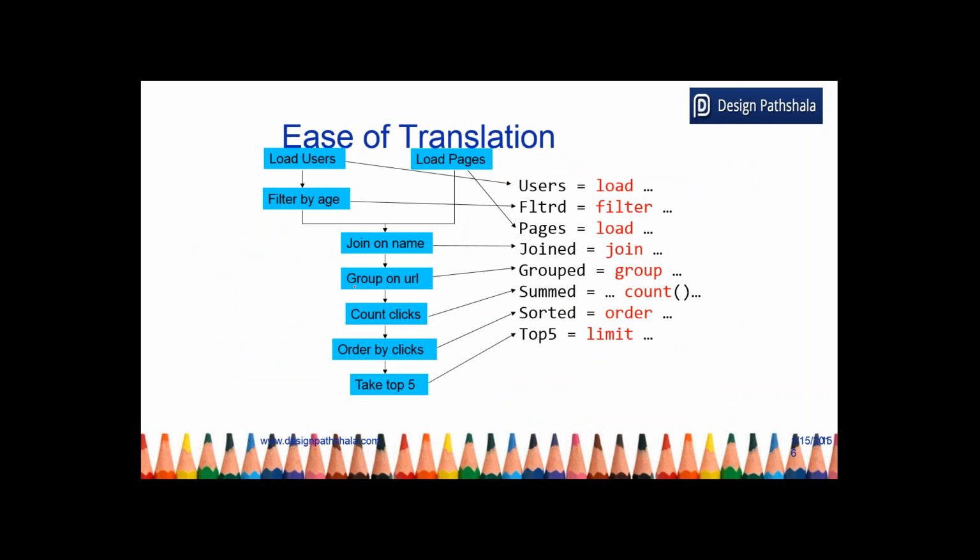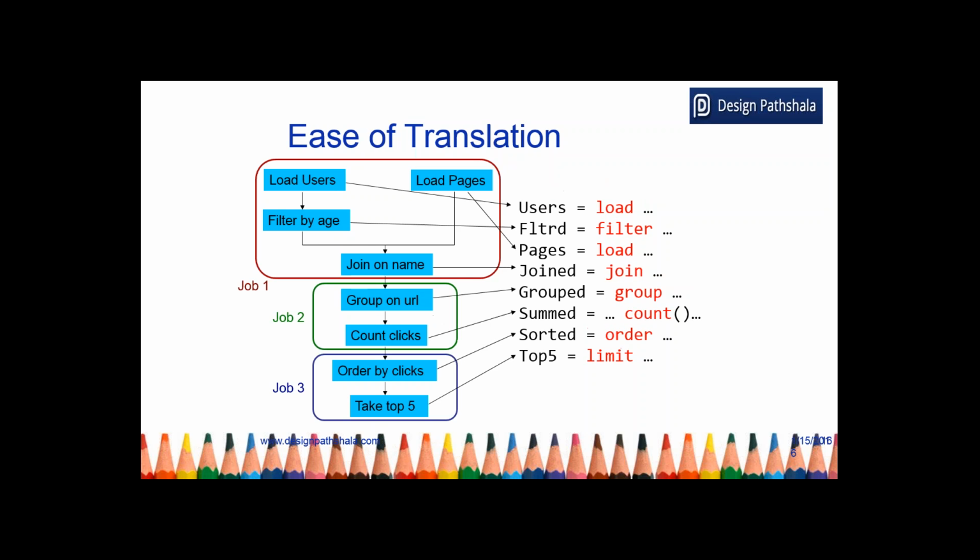So the Pig program or Pig code will look something like this. I will load the users. I will filter them on the age. I will load the click stream data. I will join them based on the user ID. I'll group them on the URL. I'll generate the count, order it, and generate top 5. Limit is just top 5.